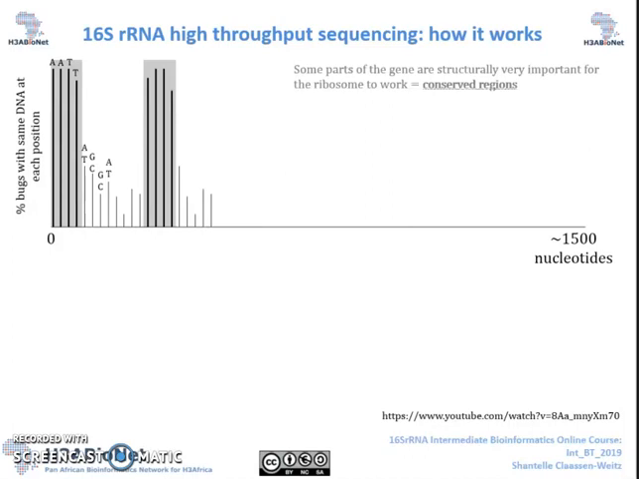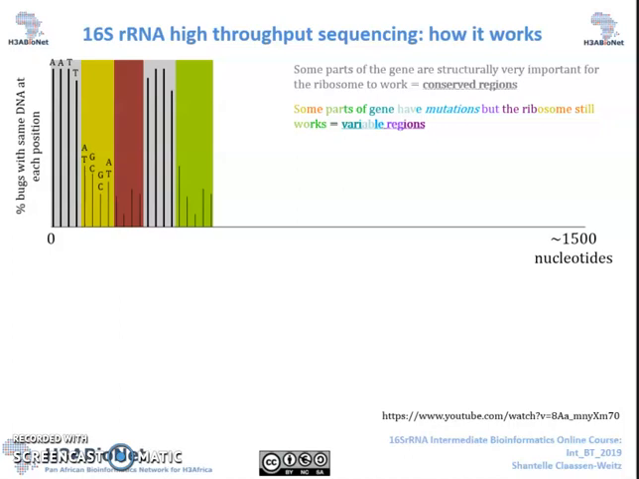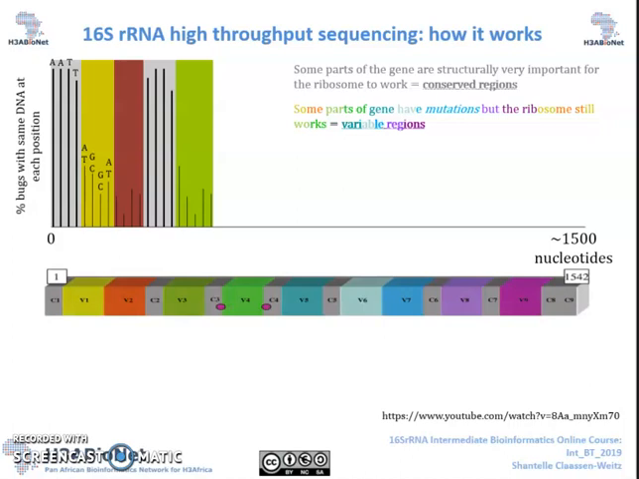Other parts of the gene have less overlap between different organisms due to mutations, but still allow the ribosome to work. These regions, shown in different colors, are the variable regions of the 16S rRNA gene. Except for the fact that improvement in technology is now allowing for sequencing of the entire 16S rRNA gene, previously it has been one of the limitations for targeted 16S rRNA sequencing.